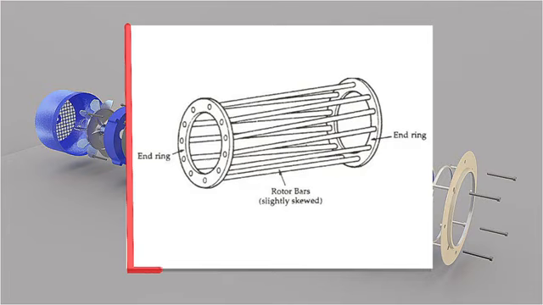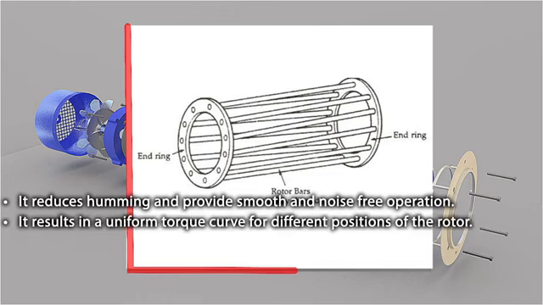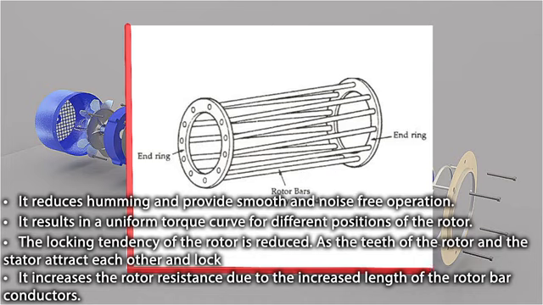The rotor slots are usually not parallel to the shaft but are skewed. The skewing of the rotor conductors has the following advantages. It reduces humming and provides smooth and noise-free operation. It results in a uniform torque curve for different positions of the rotor. The locking tendency of the rotor is reduced, as the teeth of the rotor and the stator attract each other and lock. It increases the rotor resistance due to the increased length of the rotor bar conductors.